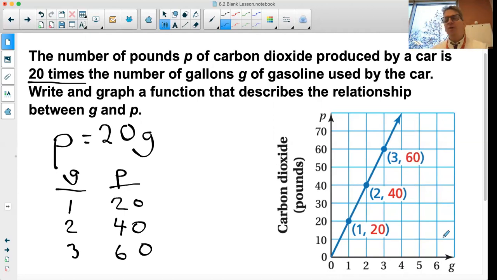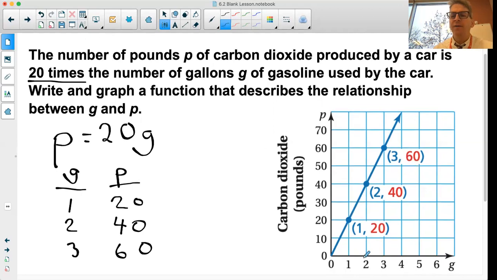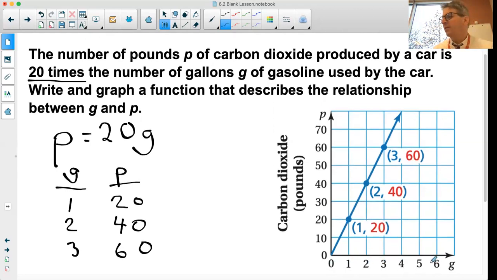So when you plot the ordered pairs, you draw the line through the points, the ordered pairs. And we only are going to be working in this quadrant one. Quadrant one, because you cannot have a negative number of gallons of gas, okay? You only use positive numbers of gallons of gas. And that's example 4.